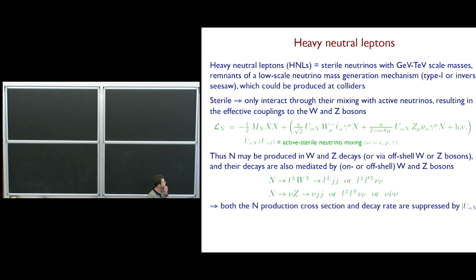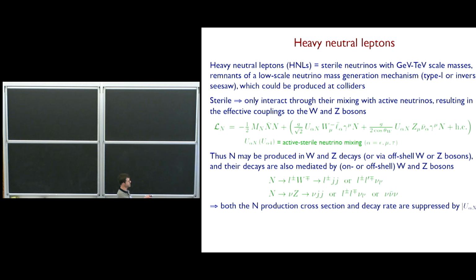So it's just an introduction. Again, heavy neutral leptons is a generic name for sterile neutrinos in the GeV to TeV range, which could be produced at colliders and which are possible remnants of the neutrino mass generation mechanism. The fact that they are sterile means that they only interact through their mixings with the active neutrinos. And due to their mixing with active neutrinos, they will acquire effective couplings to the W and Z boson.